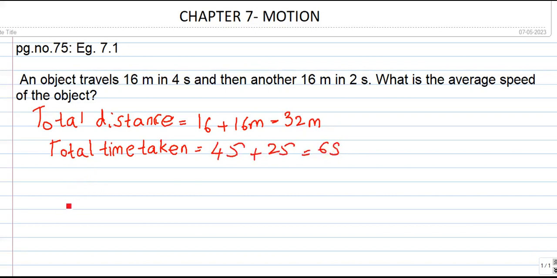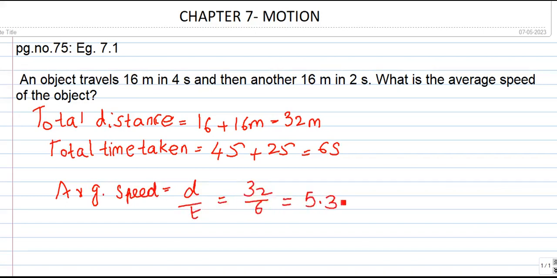Now what we have to find is the average speed of the object. So the average speed, as we saw in the initial thing, the speed is given as distance by time, which is 32 by 6. This is coming to be 5.33 meters per second. So this is the average speed of the object in this sum.